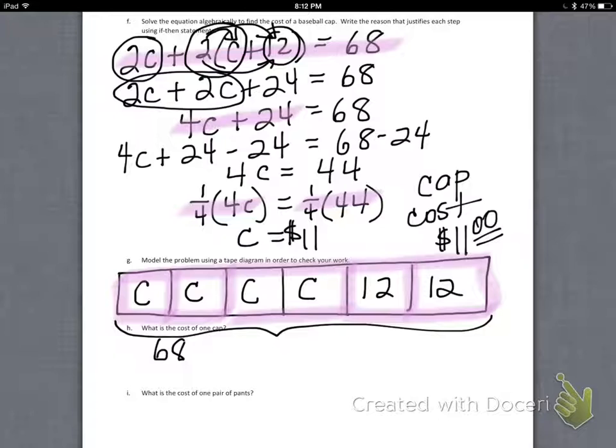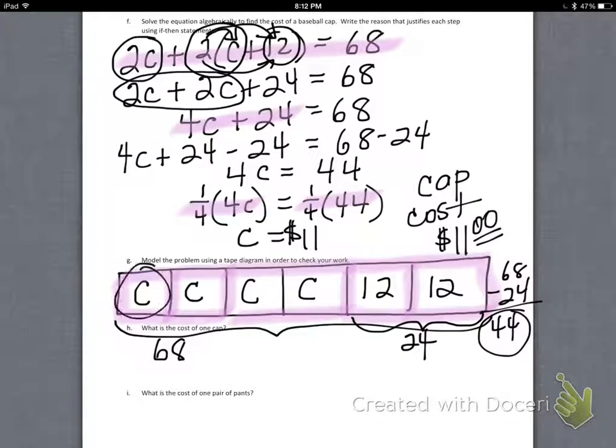And if I know the entire thing is 68, and I know I have these two here, which are 24 already, subtract those away. 68 minus 24 equals 44. And then I have how many C's? 1, 2, 3, 4. Divide my 44 by those 4, and that would equal 11. So each one of those would be 11. Alrighty.